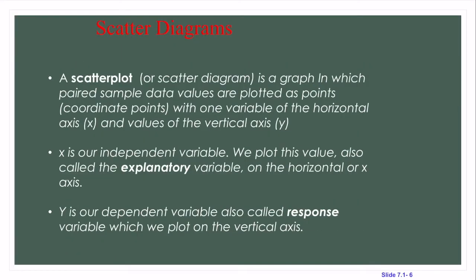So a scatter plot is a graph in which paired sample data are plotted as points, i.e. coordinate points, with one variable on our horizontal axis being our x, and our vertical axis being our y. X is our independent variable, right? It's independent. We also can call this our explanatory variable, and we plot that on our horizontal axis. Y is our dependent variable. That's our response variable. It depends on X, and that's what we plot on our vertical axis.